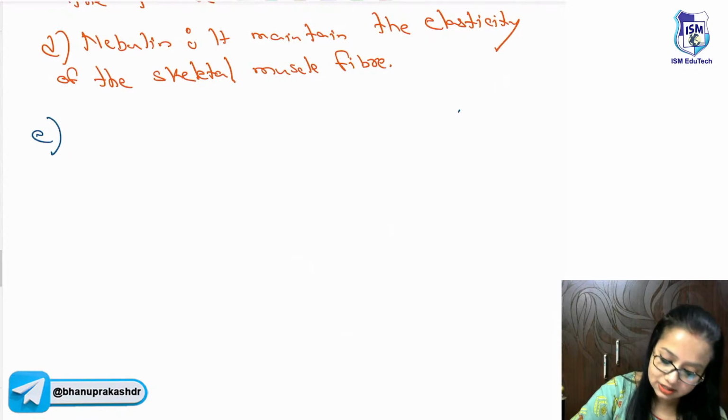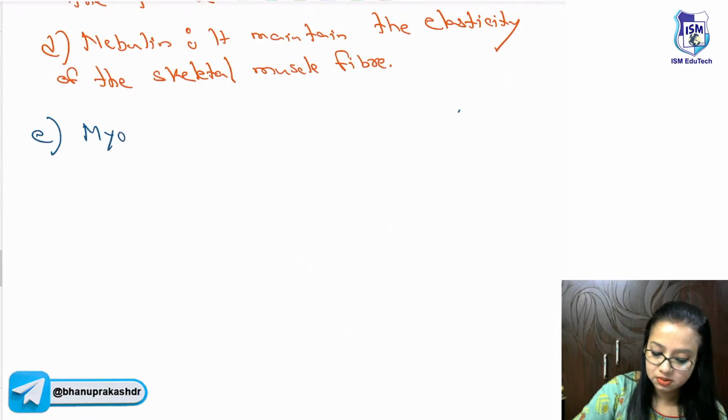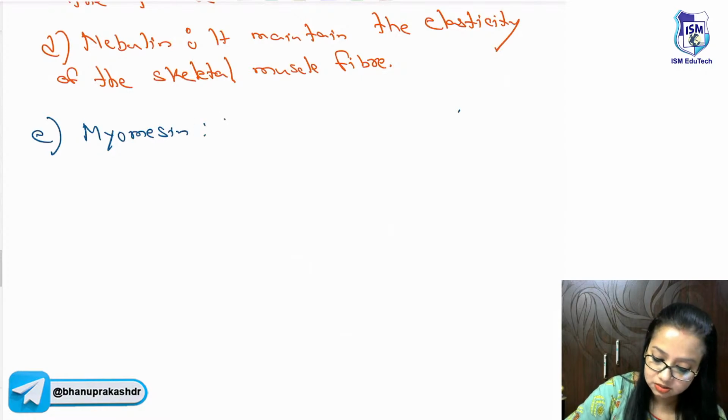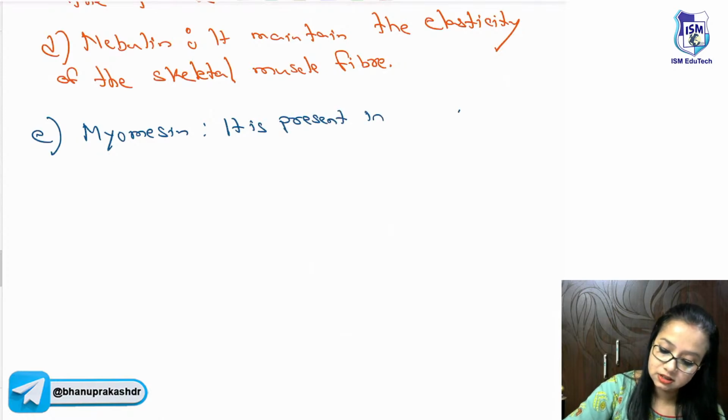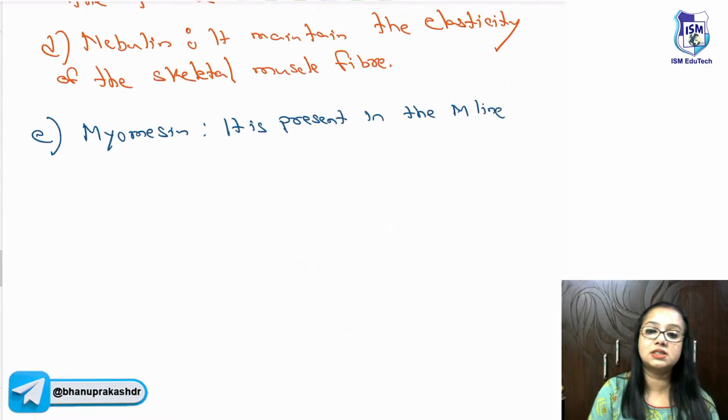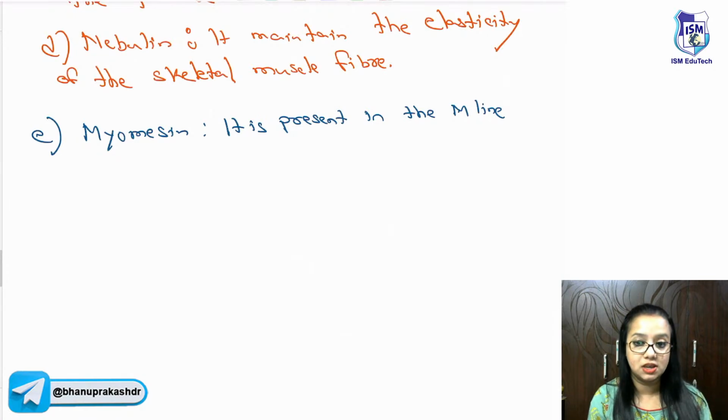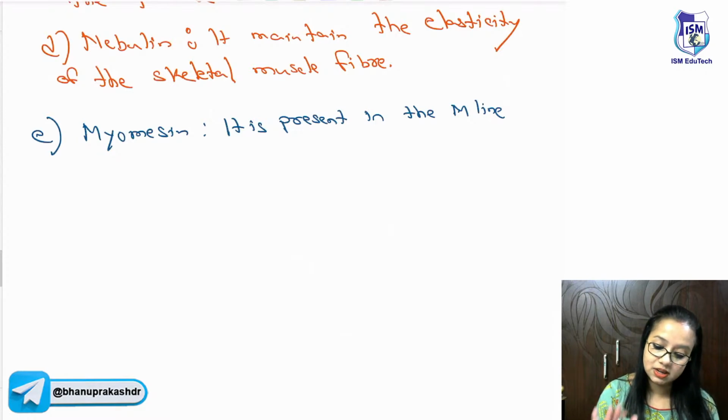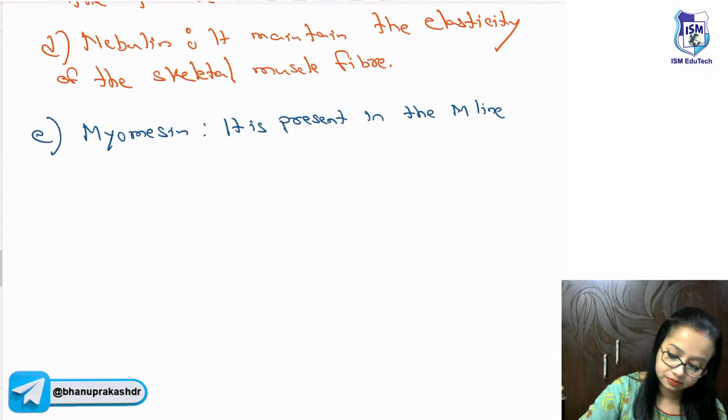It has the myomesin. Now, this protein is present in the M line. So whenever there is contraction, there is a little bit of bulging of the M line towards the front, but it does not snap away. It does not get torn away. Okay, so this is maintained by the myomesin.